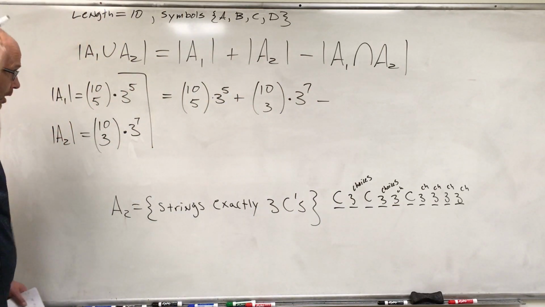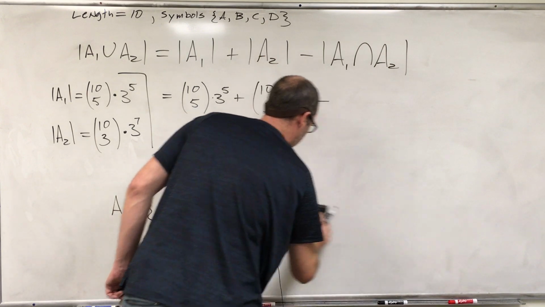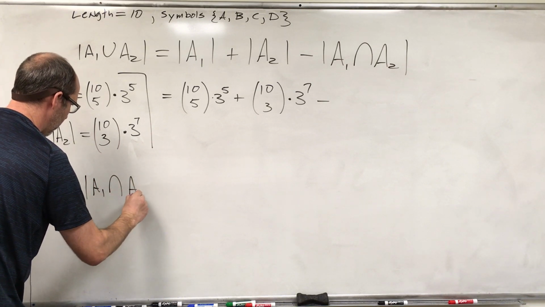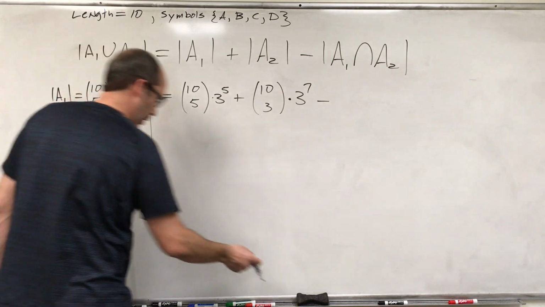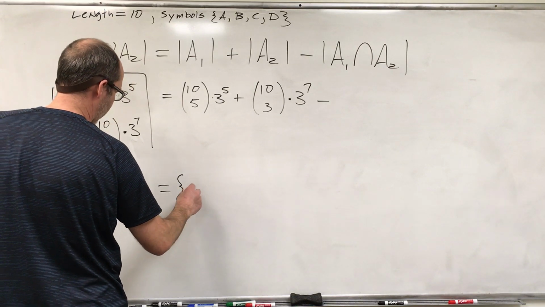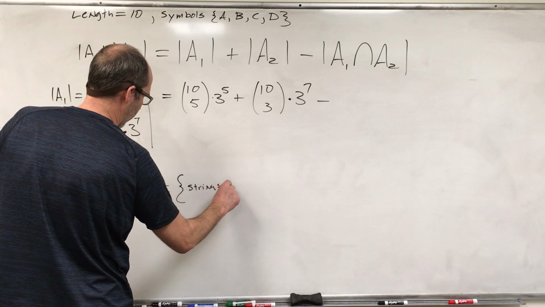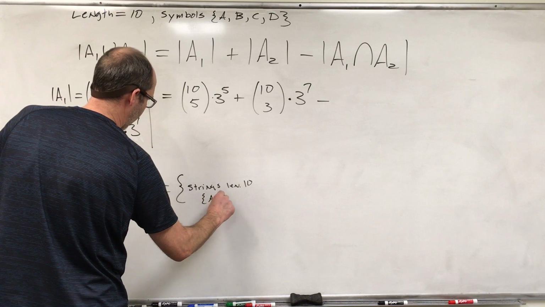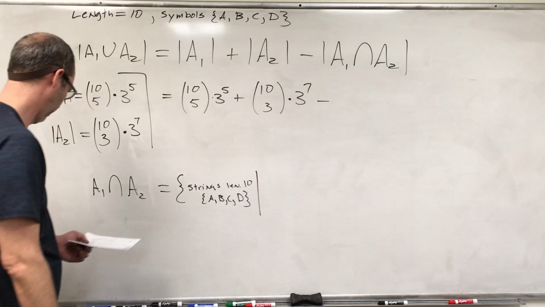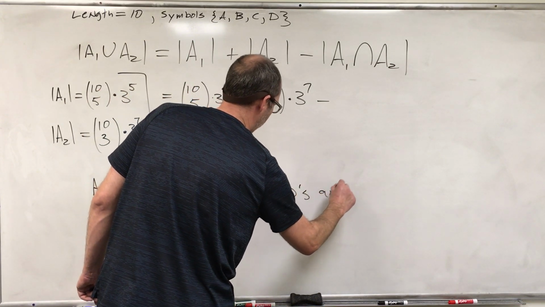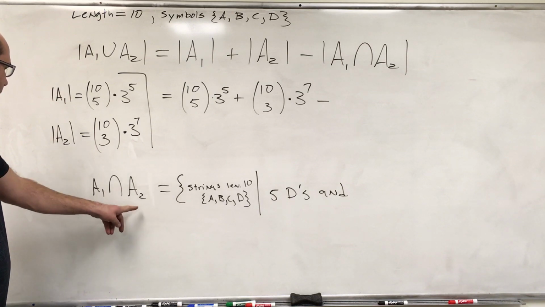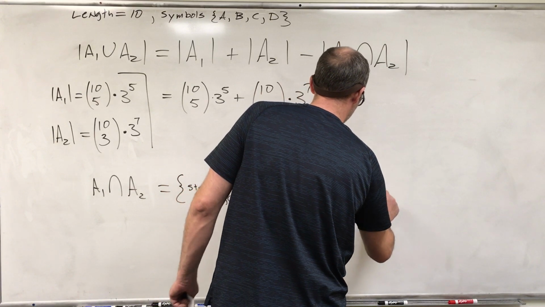And now we just got to figure out the cardinality of A1 intersect A2. Remember, this is the set of all strings of length 10, symbols A, B, C, D, such that 5 D's and, right, so if they're going to be in both of them, it's going to be in A1 and in A2. A1 is all the ones with 5 D's. A2 is all the ones with 3 C's, so it's got to have 5 D's and 3 C's.